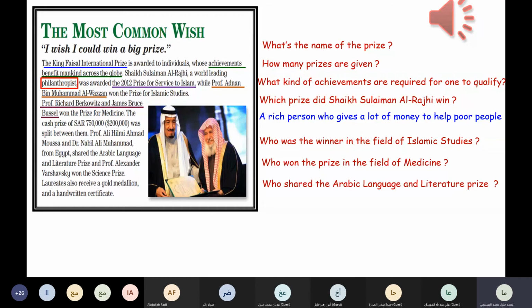Who shared the Arabic language and literature prize? Here we have two Egyptian professors. Professor Ali Hilmi Ahmed Musa and Dr. Nabil Ali Muhammad. Good, thank you. Which prize did Prof. Alexander Forshavsky get? Sorry. Which prize did he get? The science prize. Good. He won the science prize.